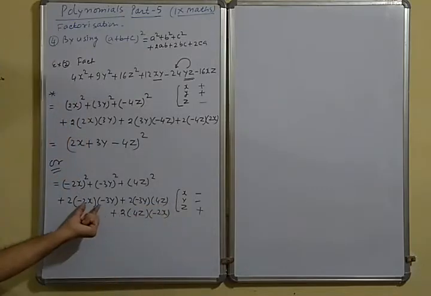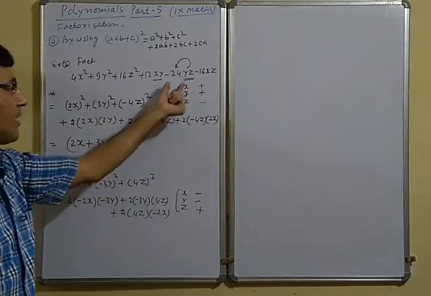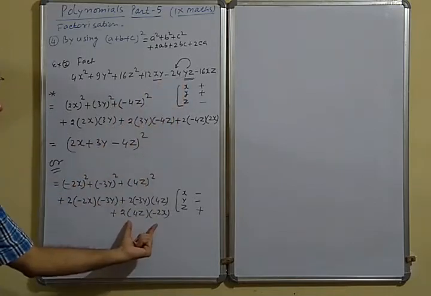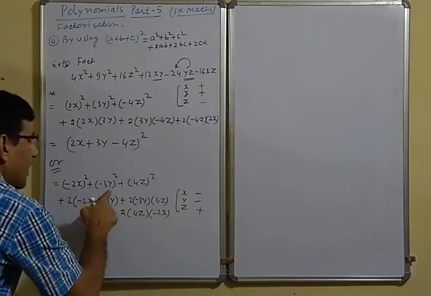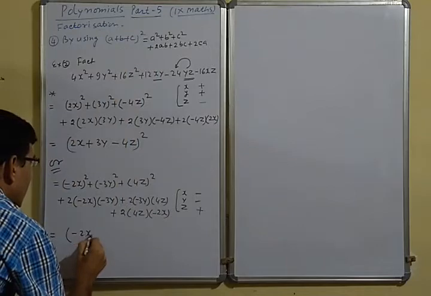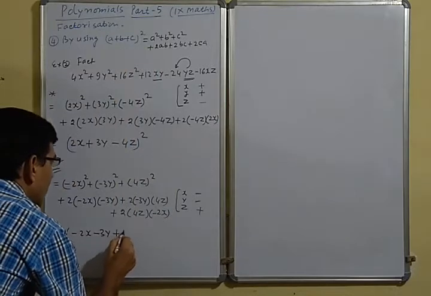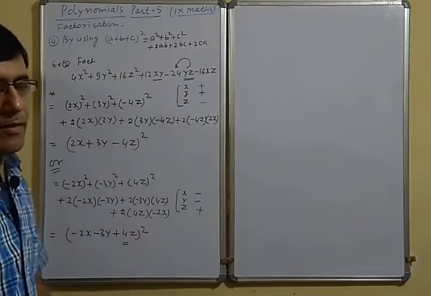Now you can check it. So again you will get plus 12xy, minus 24yz, and minus 16xz. So what it becomes? (a + b + c) whole square. By using this formula, it becomes (-2x - 3y + 4z) whole square. So you can choose any one method from these two.